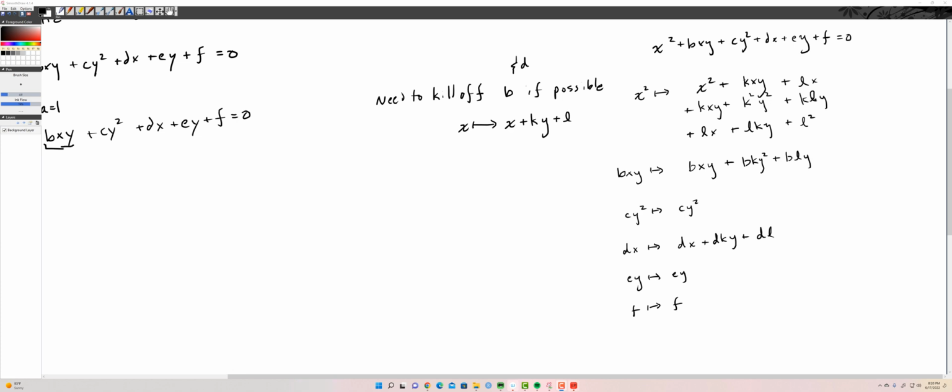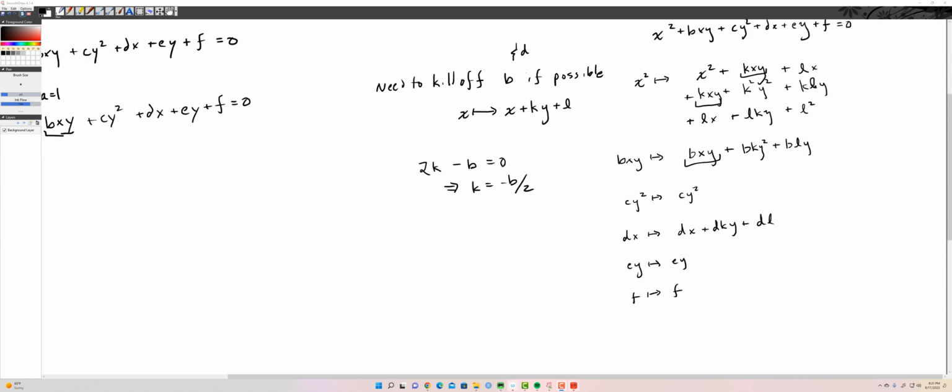So I begin to hunt for all examples of something times xy in here. That's going to help me figure out what k and l need to be to kill off b. There's only 3 examples of xy in here. There's 2 kxy's up here, and there's 1 bxy down here. So I'm going to need 2k to be the opposite of b, or in other words, 2k minus b to equal 0.